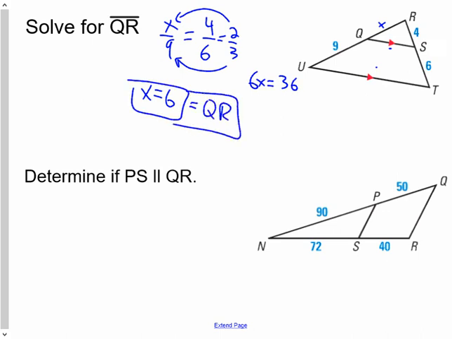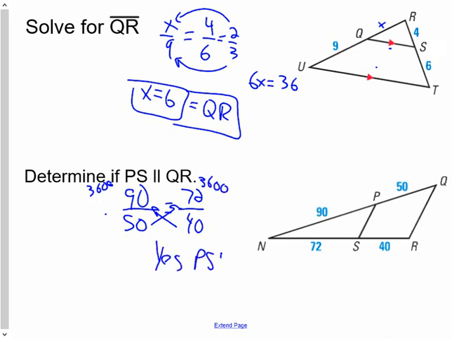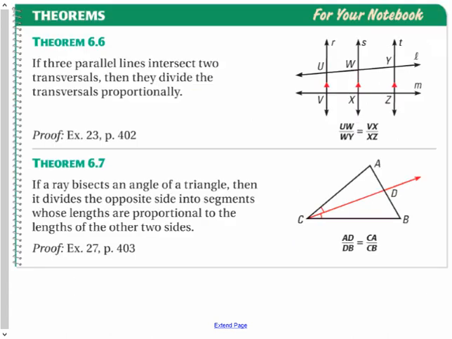Okay. Next, determine if it's parallel, same story. 90 over 50, does that equal 72 over 40? Cross multiply, does it work? 3600 equals 3600. Yes. PS is parallel to QR. And that cross multiply is a quick way to do it. Sometimes you'll be able to tell, 6 over 3 is 2 over 1, right? Real simple one.